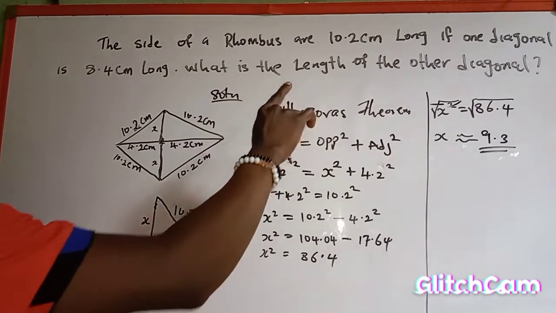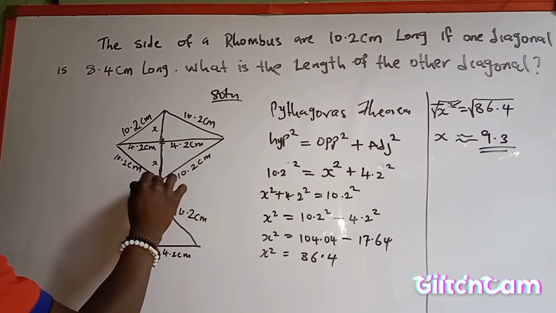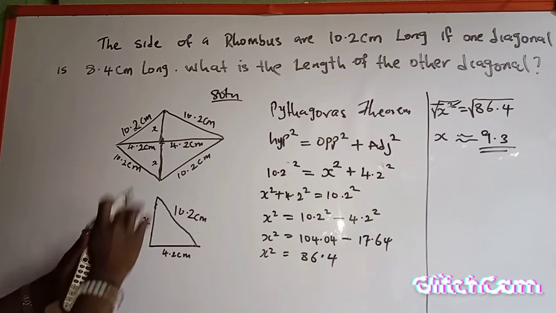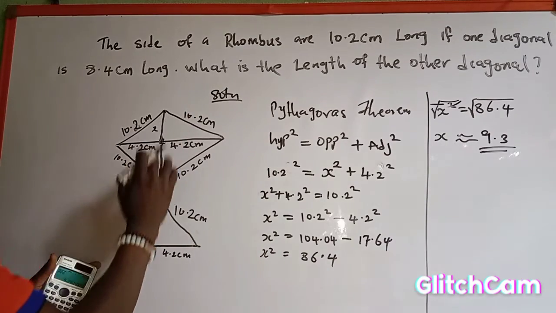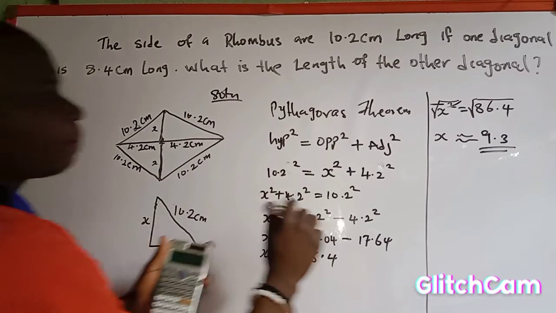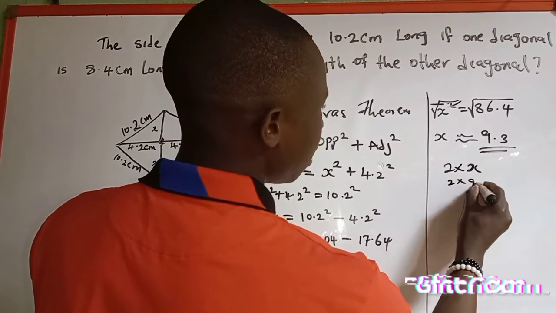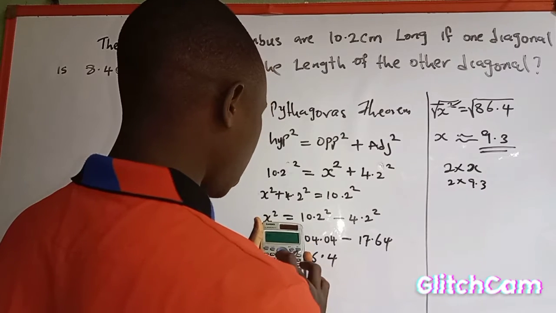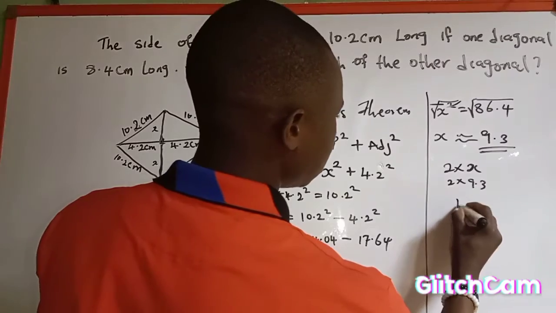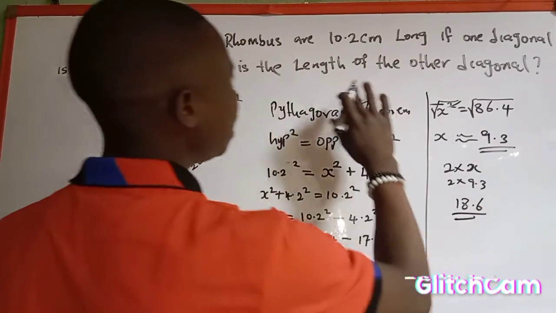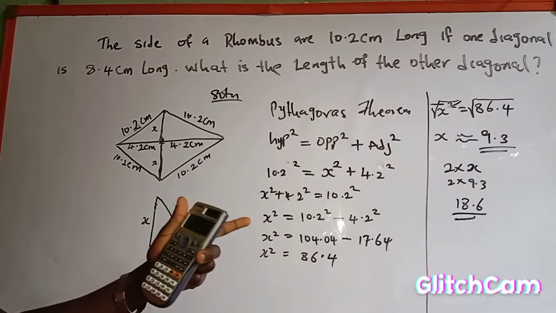And the question says we should find the length of the other diagonal, and the diagonal is from here to this place. So what we do is we are going to multiply this by 2 so that we can get the diagonal from this place to this point. So 2 times S now will be equal to 2 times 9.3, and 2 multiplied by 9.3 will give me 18.6. So the length of the other diagonal from this point to this point is 18.6.